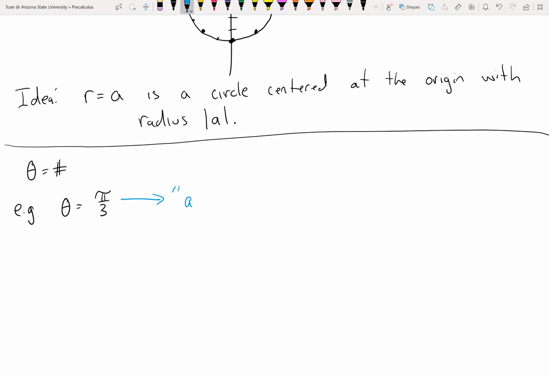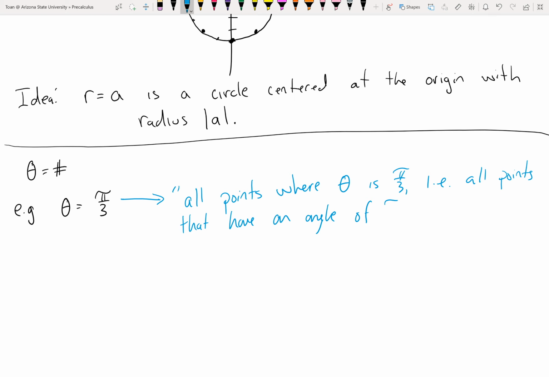This equation says all points where theta is pi thirds, or in other words, all points that have an angle of pi thirds. And again, if all polar points are r comma theta, this type of equation puts a restriction on theta, but it leaves r completely open.